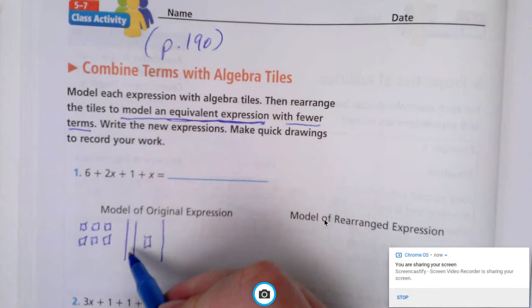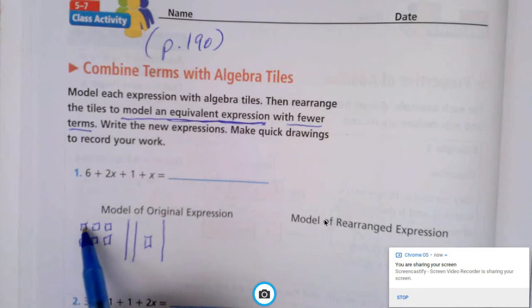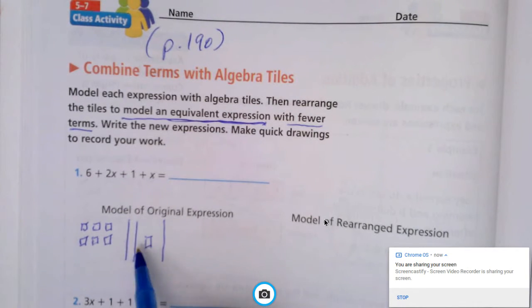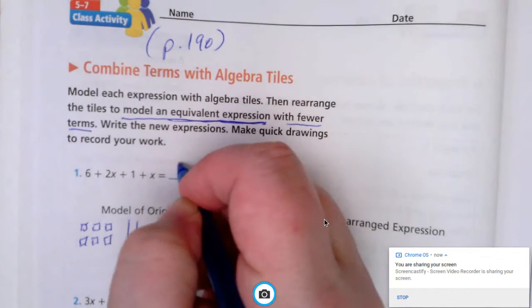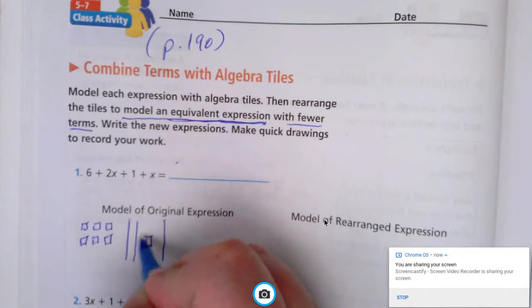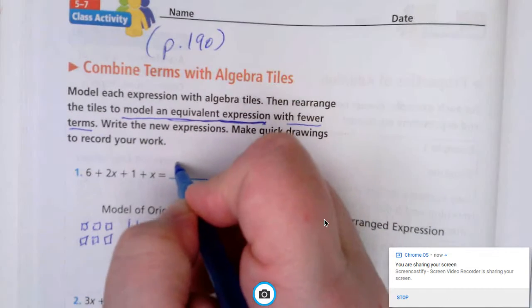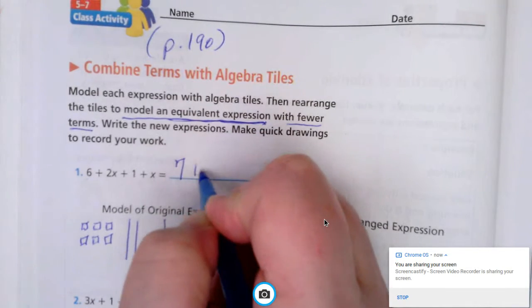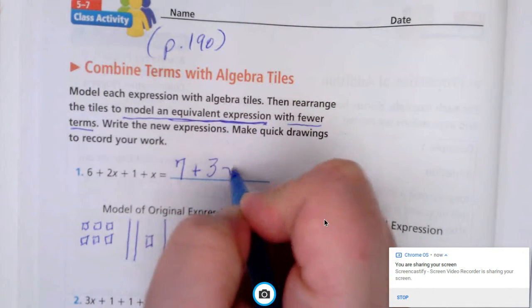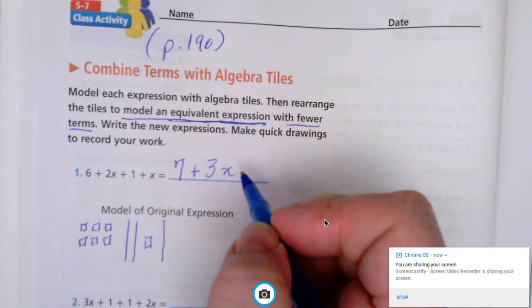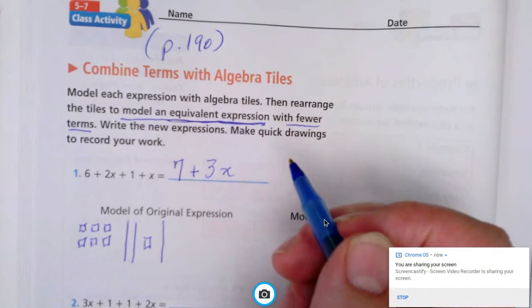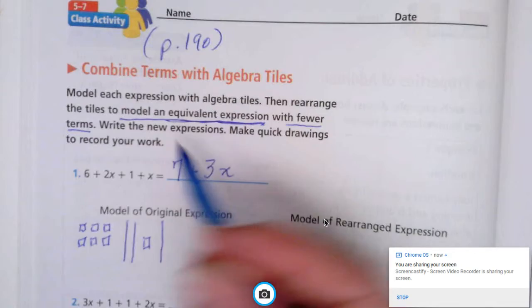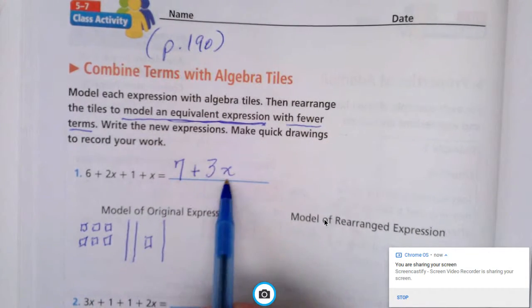Now, how could we regroup these? Well, I see that there are 7 small ones total and 3 larger ones. So instead of adding the small ones separately and the larger ones separately, I'm just going to say 7 singles plus 3 of the x tile, the rectangular long tiles, would give us the same amount. So we turn this into this. These are both equivalent.